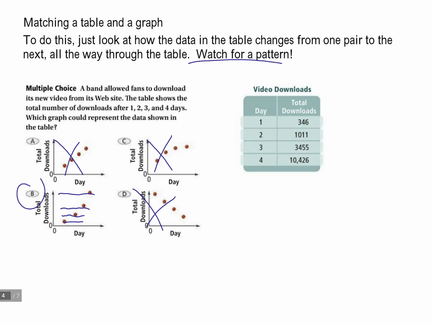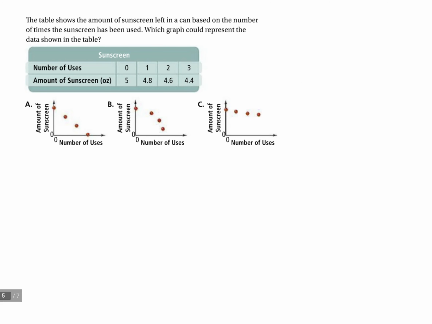All right, let's take a look at the next one. It's the same idea. We want to see what is happening in the data and then make a graph that matches that pattern. This one says the table shows the amount of sunscreen left in the can based on the number of times the sunscreen has been used. Which graph could represent the data shown in the table?